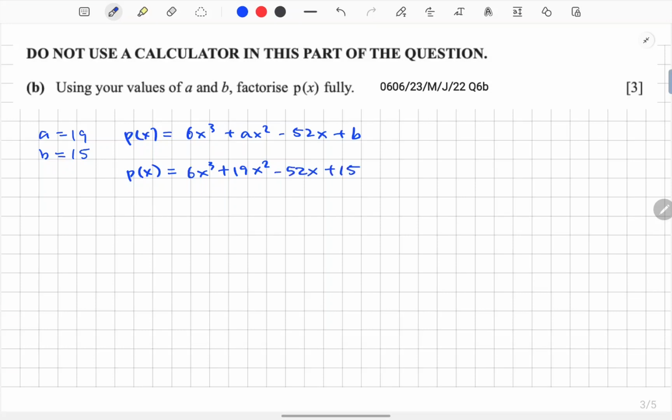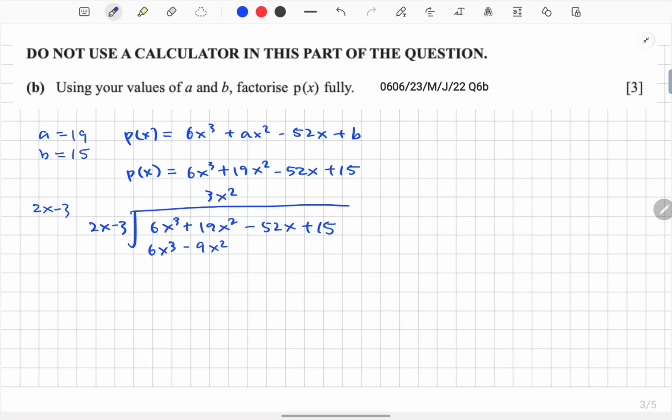And other than that, we know 2x minus 3 is a factor of this polynomial. So when we perform long division by dividing this polynomial with this factor, we're going to get another polynomial. The first term of the second polynomial is 3x squared. So when it multiplies with 2x, it gives us 6x cubed. And the second term is minus 9x squared.